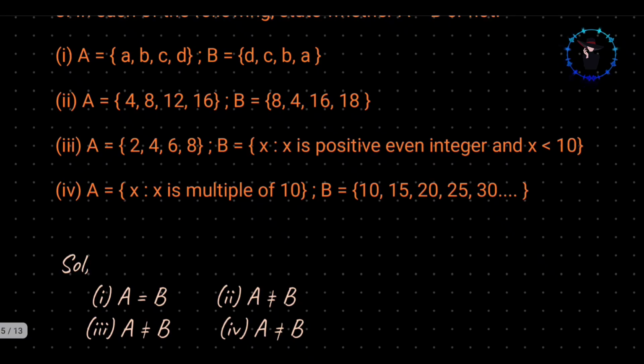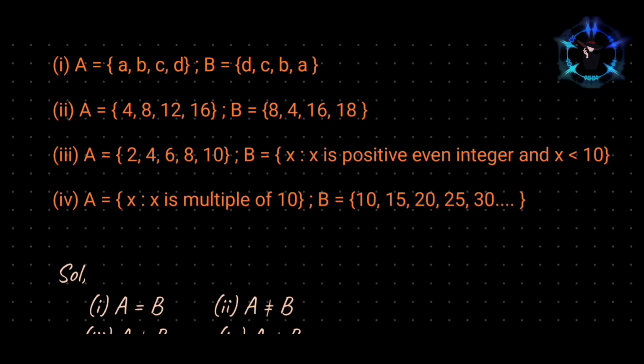So first one, A, B, C, D, D, C, B, A. Yes, these are equal. 4, 8, 12, 16. We have 4, we have 8, we have 16, but we don't have 12. Instead of 12, we have 18. So it is not equal.